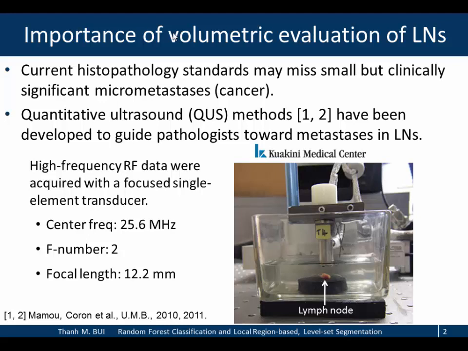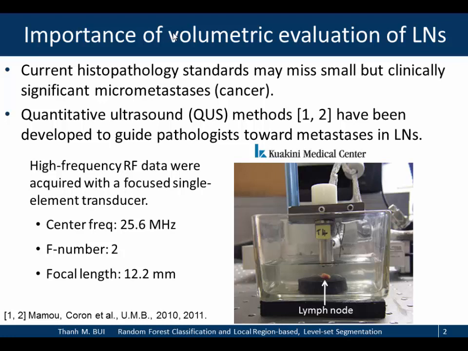Currently, histology is the gold standard for detecting metastasis in the excised lymph node. Unfortunately, it may miss small but clinically significant micrometastases, because, for example, for colorectal or gastric cancer, only one central histological section of the lymph node is evaluated for metastasis.